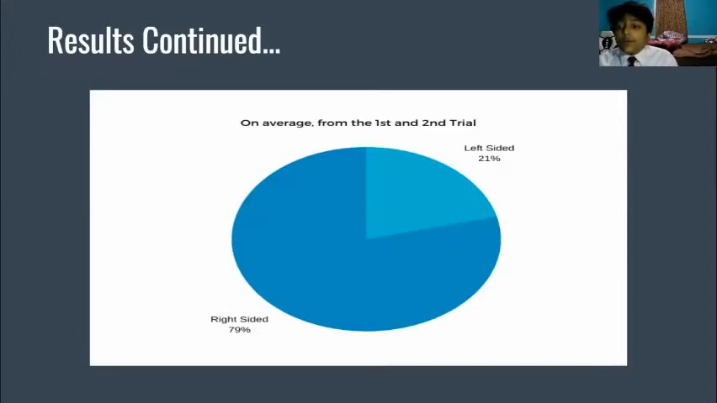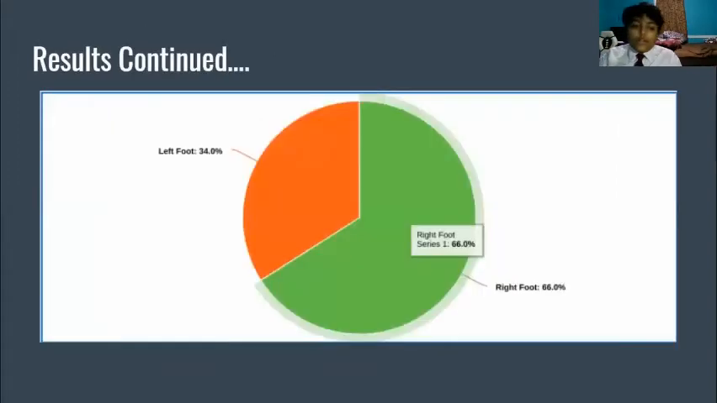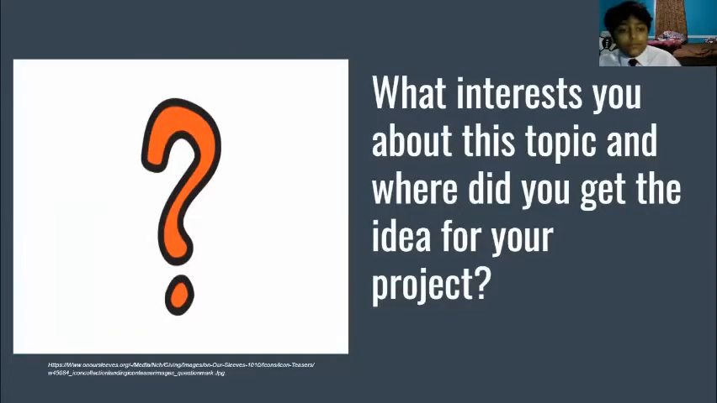This graph shows and supports my hypothesis. On average from the first and second trial, 79% were right-sided and 21% were left-sided. 34% kicked with their left foot and 66% kicked with their right foot.